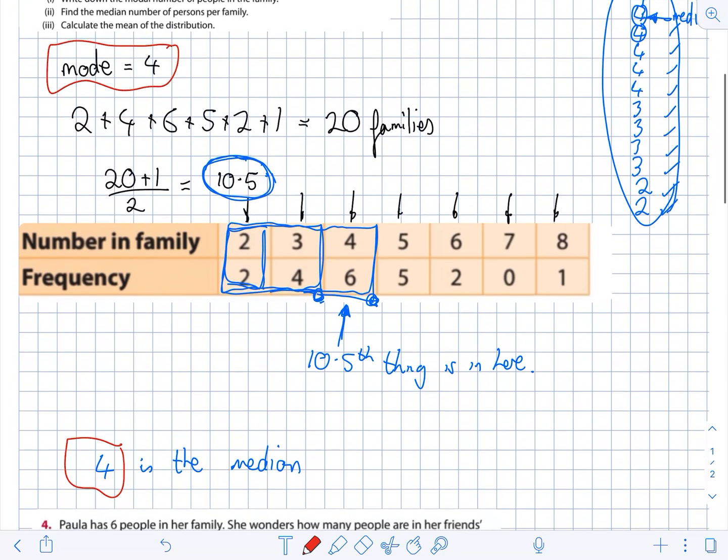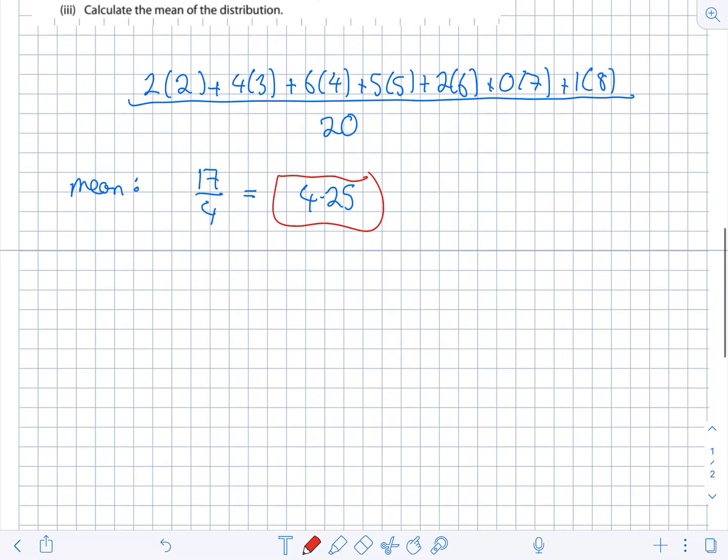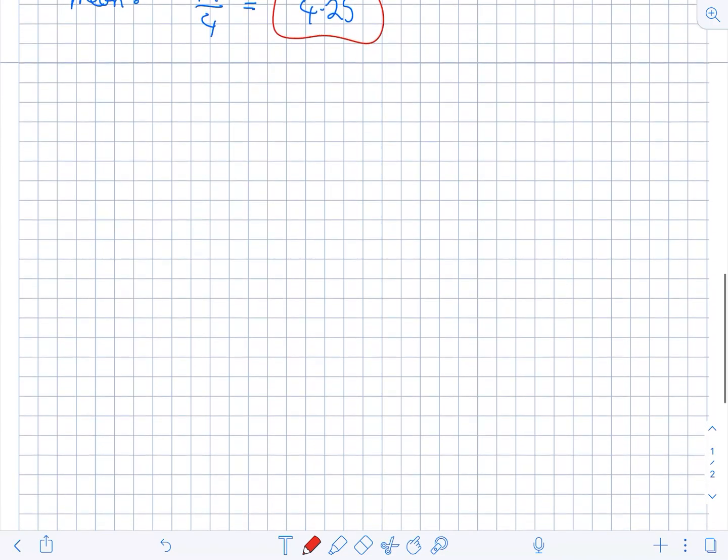So that was question 4. Right, let's take a look at question 5 now. Carol is trying to estimate how many words she has written in an essay. She records the number of words she wrote in each line of one page. Her results are given in the table below.